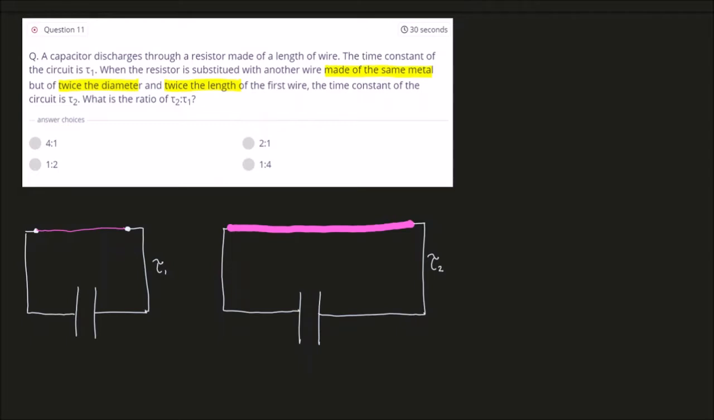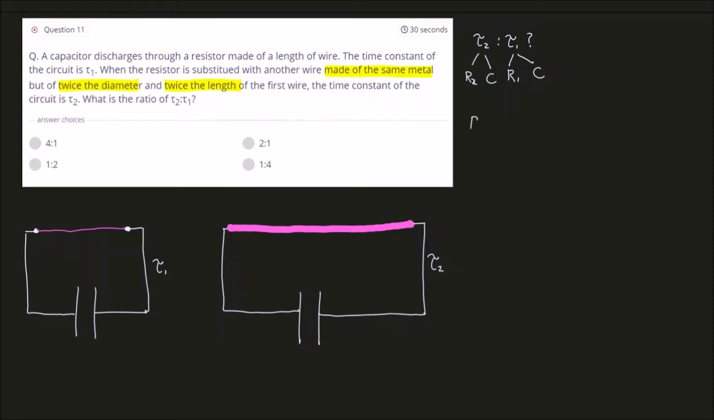Okay, so now they ask for the ratio of tau 2 to tau 1. What is it? Well, we know that tau is just RC. For this case, they don't mention any change to the capacitor, so I believe the C will remain the same for both situations. But the R, I think it's quite obvious that they are changing the R right now. So we'll call this one R2, we'll call this tau 1, the resistor, we'll call it R1. Okay, so let's try and determine the new R and the old R.